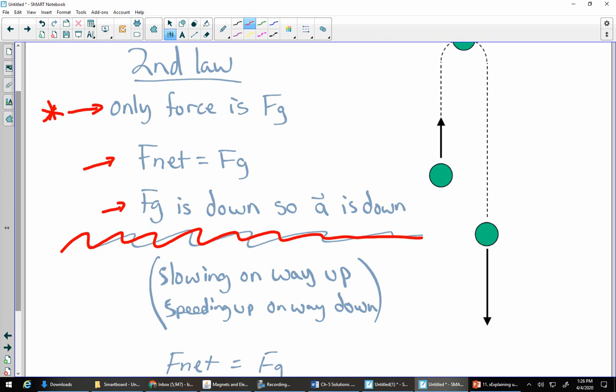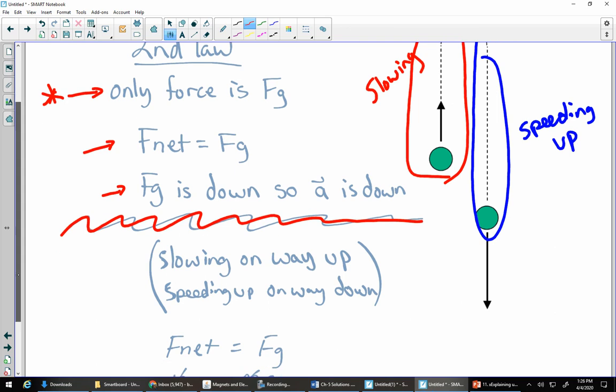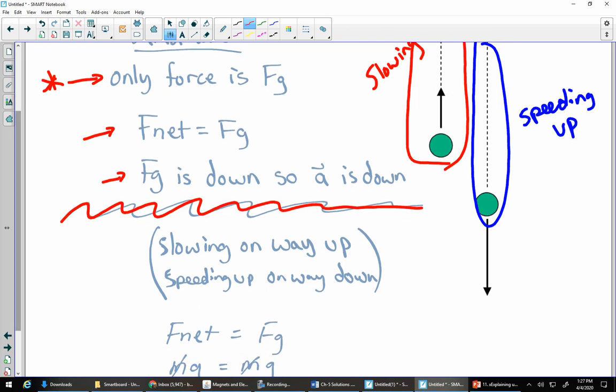So for this section right here, highlighted in red, it's actually slowing down. At the very, very top, it's at rest. And then in the, let's do blue, in this section here, it's actually speeding up on its way down. So slowing and speeding. Now, can we think about why it's slowing down and speeding up in these particular parts?